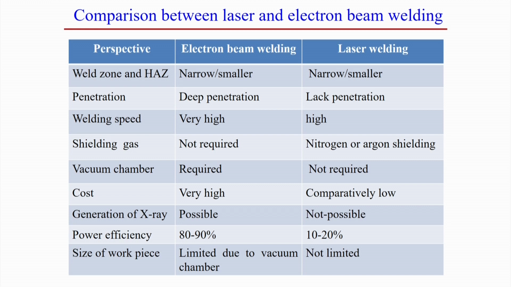Size of the workpiece: there is a limitation on the size of the workpiece in the case of electron beam welding, limited by the size of the vacuum chamber, but in laser welding there is no limitation on the size of the workpiece material. So, for a big component, if you want to do local welding, it is probably easier to apply the laser welding process as compared to the electron beam welding process.